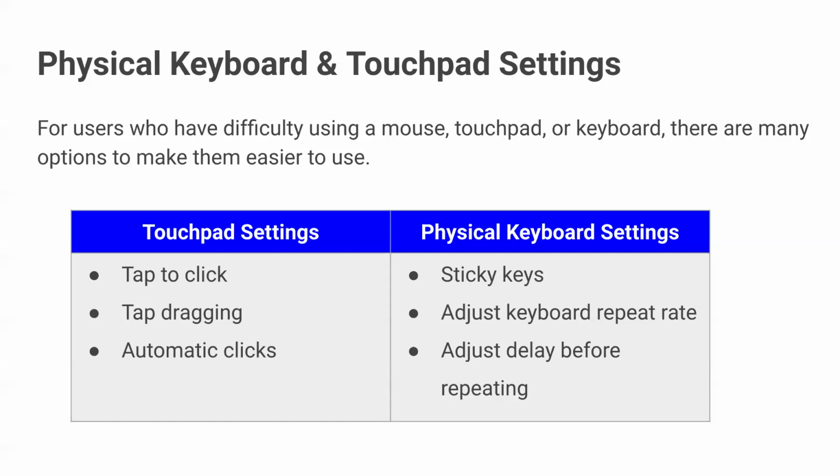On the physical keyboard side, we have sticky keys, which is available so that if it's not possible to hold down multiple keys at once to press a keyboard command, you can press them in succession instead of all at once. This can be done for anything from pressing a keyboard shortcut to turn on features, or even just capitalizing a letter. Sticky keys will remember what you pressed until you execute the full command. You can also adjust the keyboard repeat rate or the delay before repeating, especially if you're holding down a finger a little bit too long and it's typing multiple letters at once. That's something that's easy to adjust.